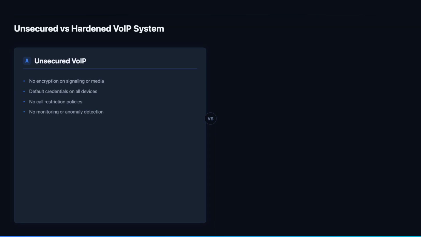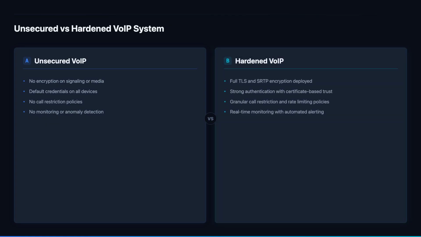The difference between an unsecured and hardened VoIP deployment is the difference between an open door and a fortified perimeter. An unsecured VoIP system is an invitation for eavesdropping, toll fraud, and service disruption. A hardened VoIP system resists attacks at every layer and alerts administrators before threats escalate into incidents.